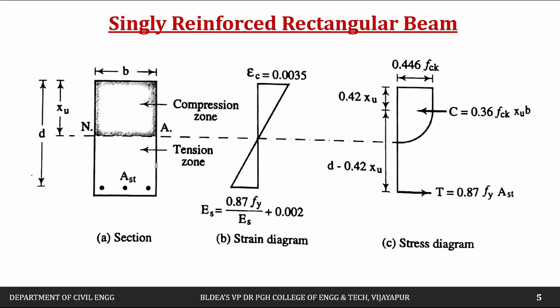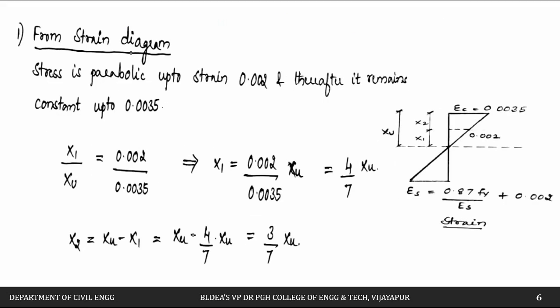So let us calculate now. We'll take first the strain diagram. This is the strain diagram we have, strain in the concrete and strain in the steel. So this is nothing but xu. Stress is parabolic up to a strain of 0.002, up to this much, so we'll take this distance as x1. Above that we'll take it as x2. The total depth is nothing but xu, the depth of the neutral axis.